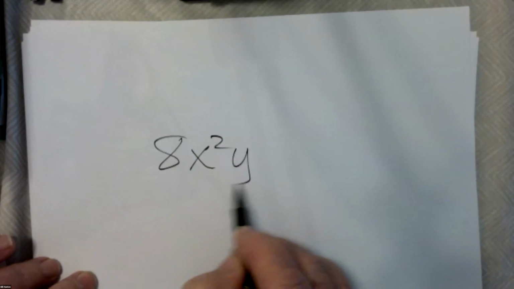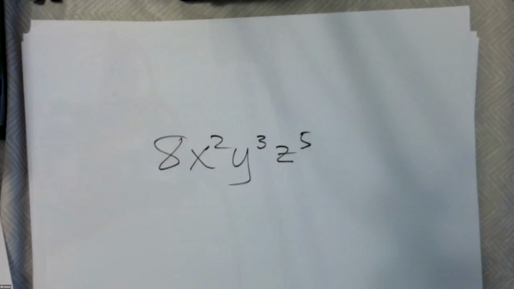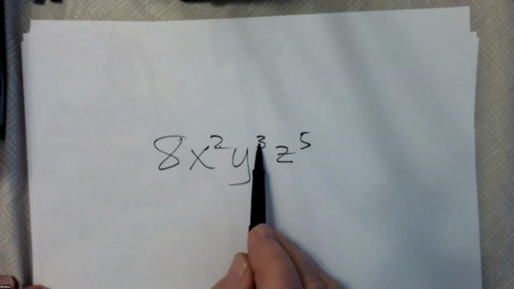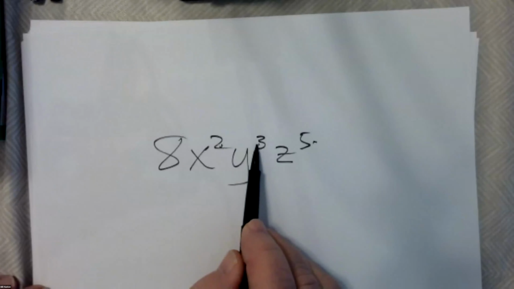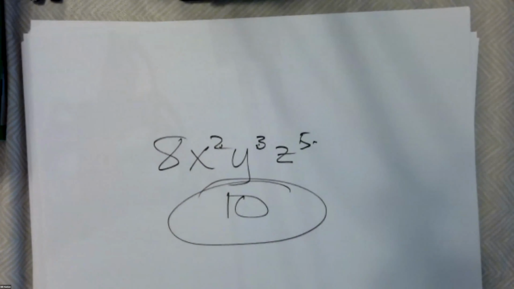If I gave you this here, 8x squared, y cubed, z to the 5th, and I ask the average student, what is the degree of that monomial, I would get a bunch of blank stares. But as you know, to find a degree, all you do is add the exponents. 2 plus 3 is 5, plus 5 is 10. The degree is 10. My point is this. If kids couldn't do that problem, it has nothing to do with the math. It has everything to do with not acquiring the language. Okay, back to the fractions.